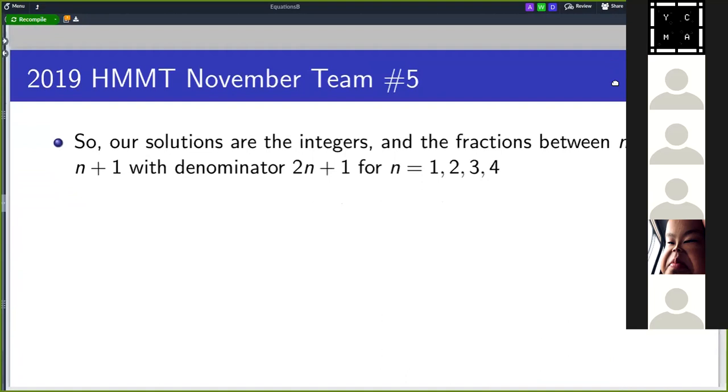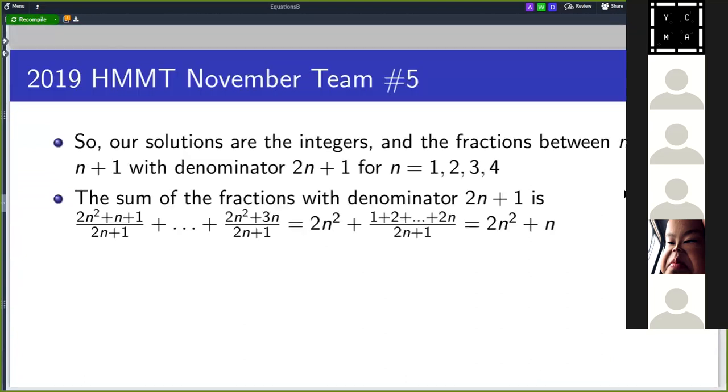So let's calculate the sum of fractions with denominator 2n plus 1 first. So that's going to be n plus 1 over 2n plus 1 plus n plus 2 over 2n plus 1 plus n plus 3 over 2n plus 1 all the way to n plus 2n over 2n plus 1. And then if you take out all the n's, there's 2n of them. So the first term is 2n squared, and the second term is just going to be 1 plus 2 plus all the way to 2n, all over 2n plus 1. I'll take a moment for you guys to digest that.